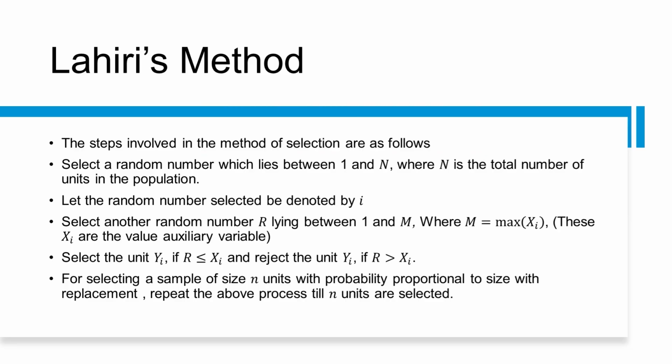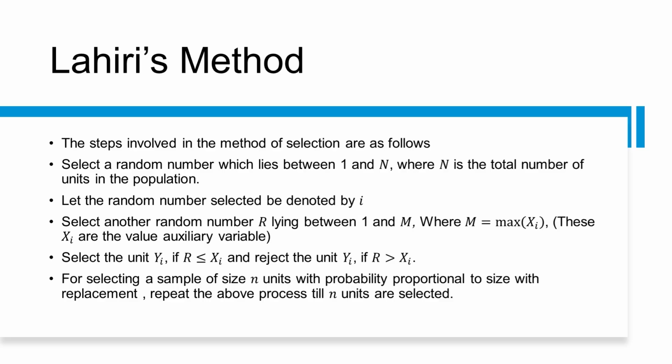The steps involved in the method of selection are as follows. Select a random number which lies between 1 and N. What is capital N? Capital N is the total number of observations in the population. Let the random number selected be denoted by i. Because there are 1 to N observations, out of which you generate any random number, let it be i.